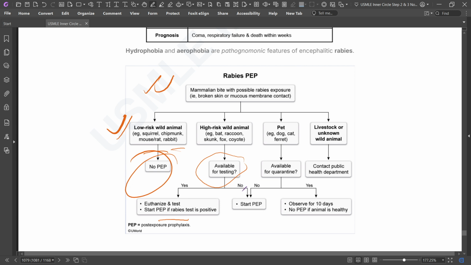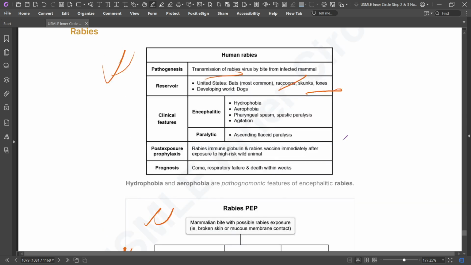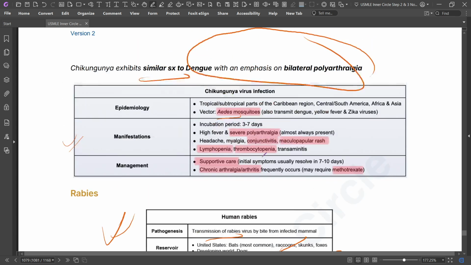If not available for testing, start post-exposure prophylaxis. Pet, dog, cat: available for quarantine? No, start post-exposure prophylaxis. If available for quarantine, observe 10 days; no post-exposure prophylaxis if the animal is healthy. Livestock, contact the public health department. Human rabies: we know that in human rabies there is hydrophobia, aerophobia, agitation, pharyngeal spasm.